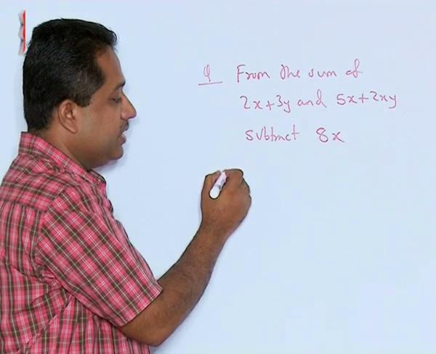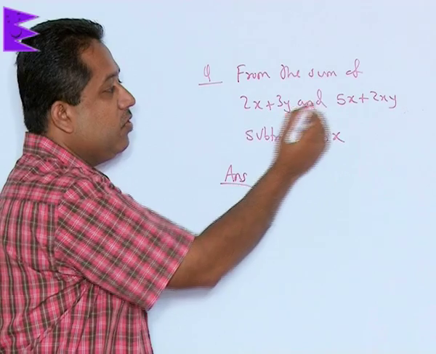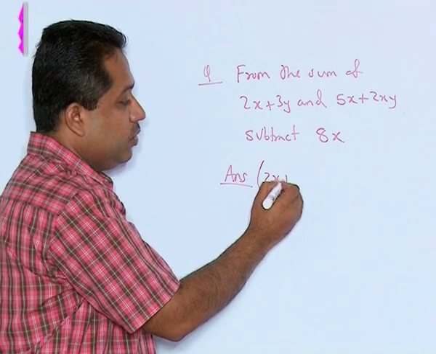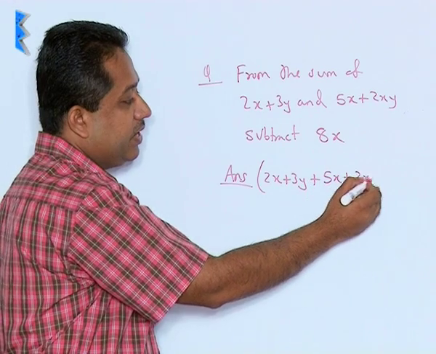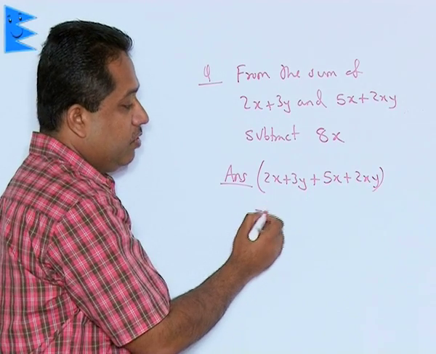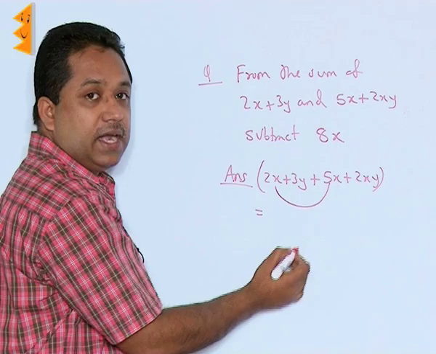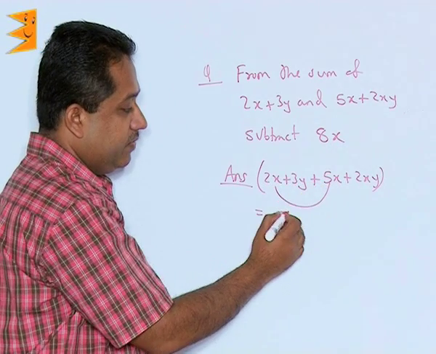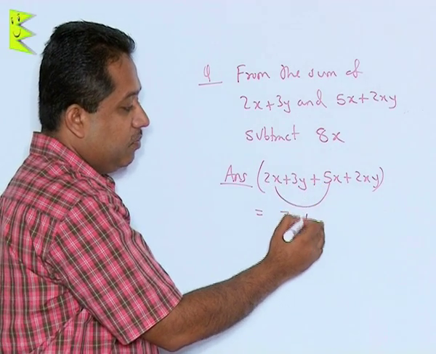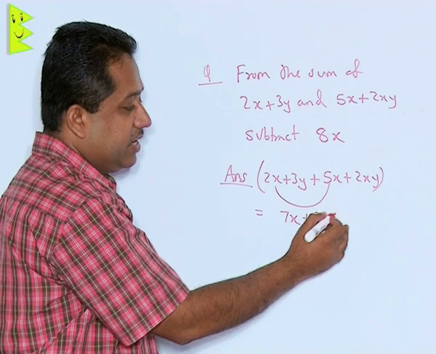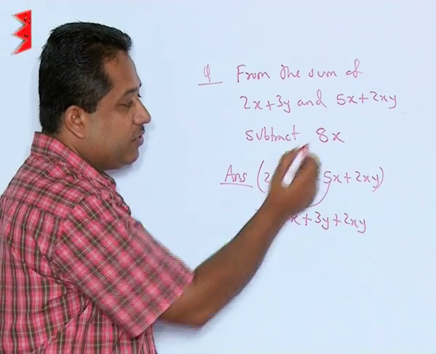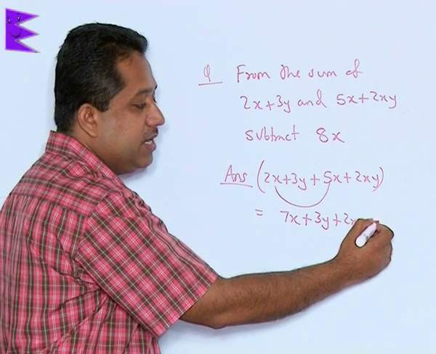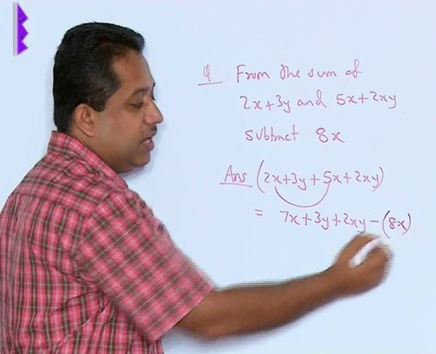So the steps remain the same. First I am going to add these two. So 2x plus 3y is added to 5x plus 2xy, and when we are going to add this, the like terms will be added. So 2x and 5x will get 7x, plus 3y as it is and 2xy as it is. And what have we to do now? We have to subtract 8x. So this will be minus of 8x.